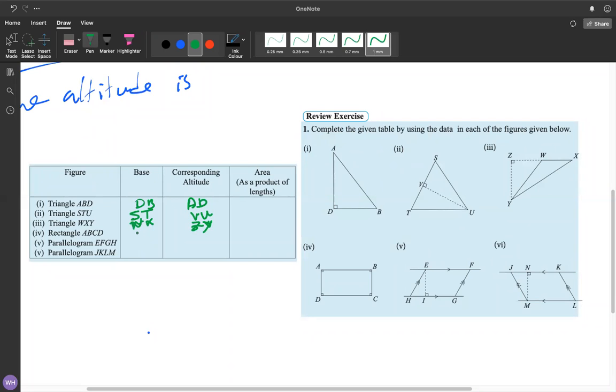You can consider any of them as base. You can consider DC.